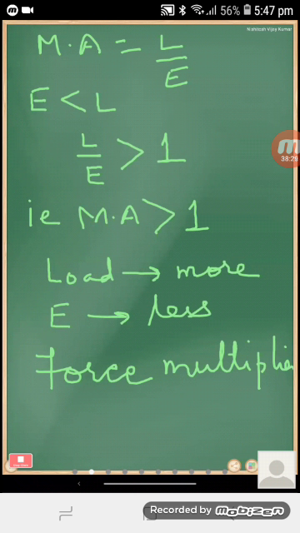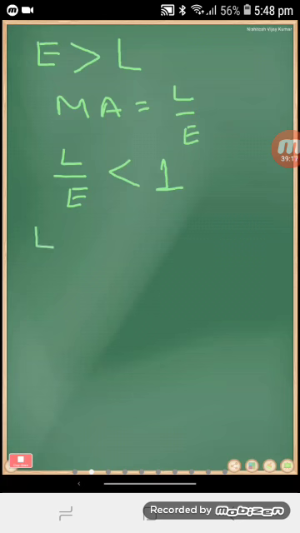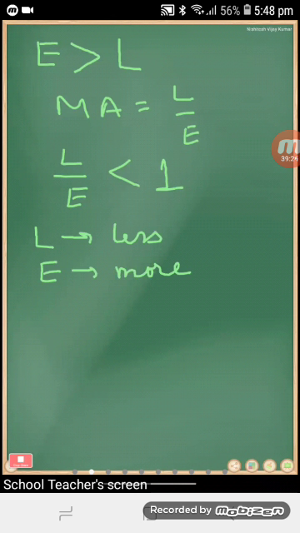Now this was one case. Then we have another one. We have effort applied is more, load is less. So mechanical advantage is equal to load by effort. Effort is greater, so the denominator is greater than the numerator. As a result, mechanical advantage will be less than 1. So what does it mean here? Load is less, effort applied is more. What can it do? It increases speed.